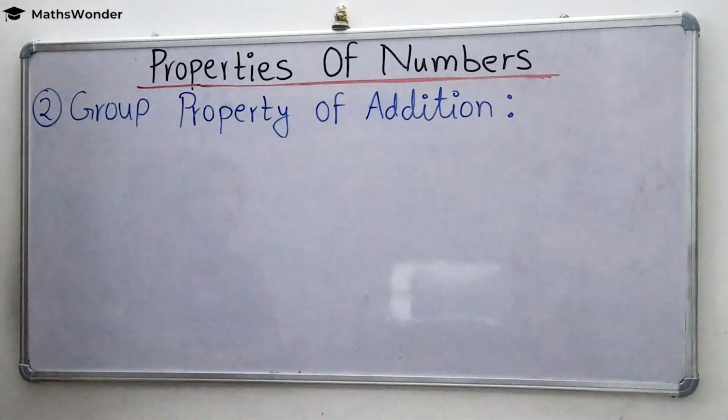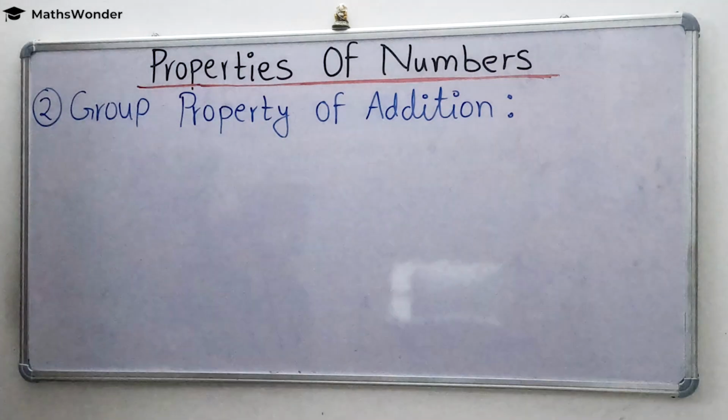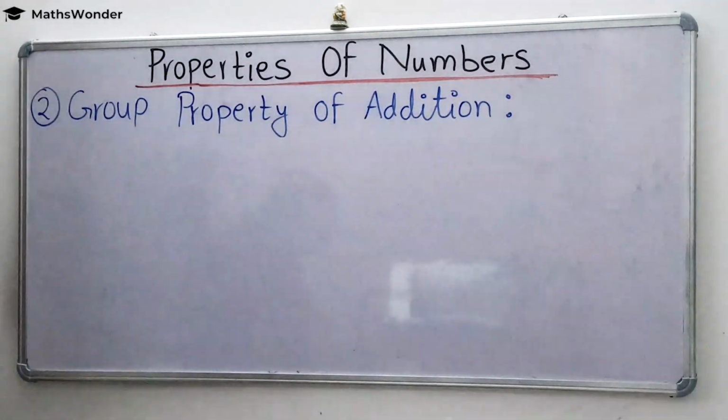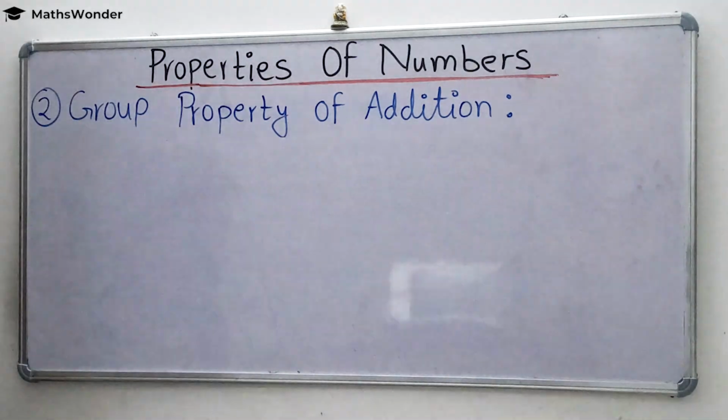So the second is the group property of addition. What is the group property of addition? Three numbers added in any order give the same answer. So when you add in any sequence, for example, I am giving the format first, how you will write it.